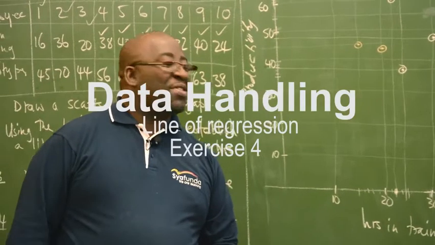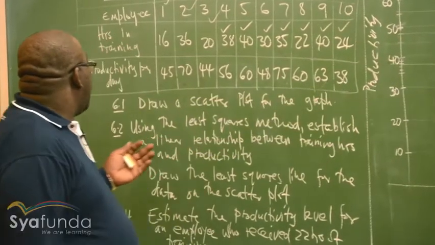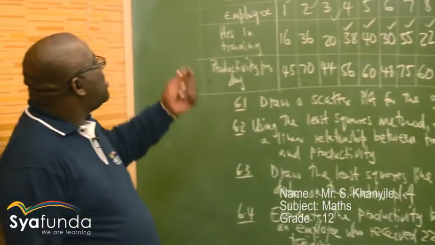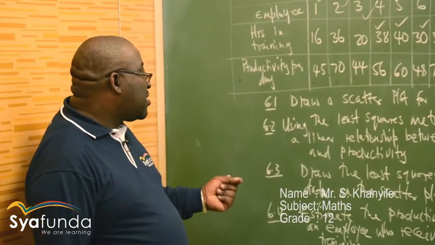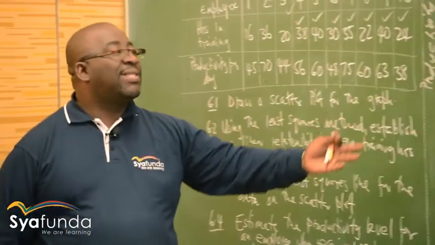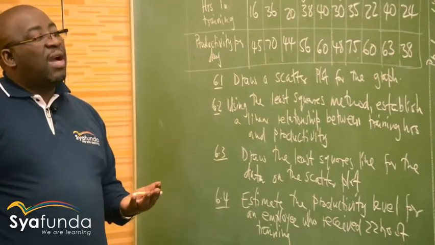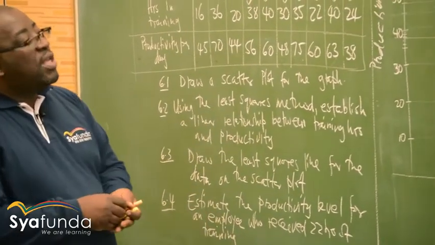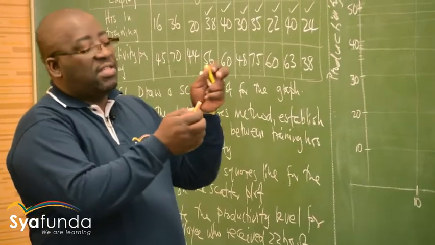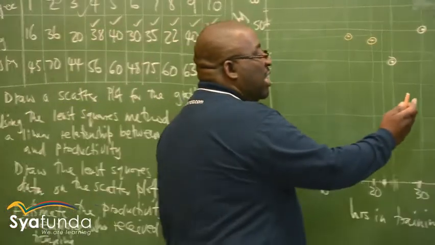Right, let's go on with our data handling, the regression line. The next question that we ask in this paper is: draw the least square line for the data on the scatter plot. Remember, fortunately, we still have our scatter plot there. All we need to do is to draw the regression line. How do we draw it? All that we need to do is to find the central part where we are going to sketch this straight line.